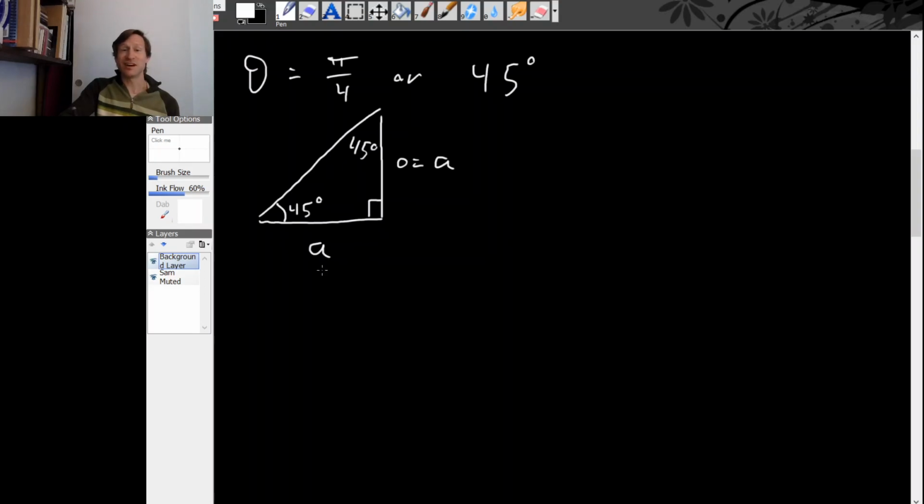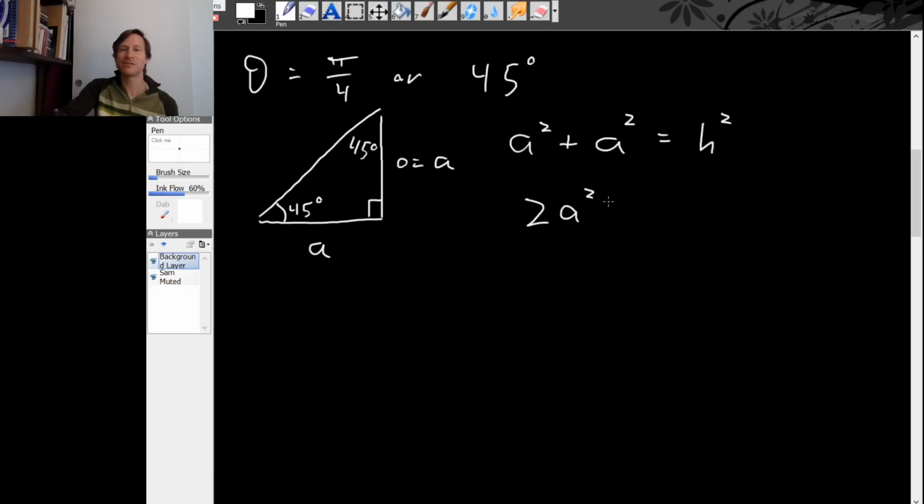So now we know 2 sides. The adjacent side is A, the opposite side is also A. Well, once you know 2 sides in a right triangle, you can find the length of the third side using the Pythagorean theorem. So now the Pythagorean theorem says the adjacent side squared plus the opposite side squared, but remember the opposite side is the same as the adjacent side, so that's also A squared, is equal to the hypotenuse squared. On the left-hand side, we can combine these two since they're exactly the same.